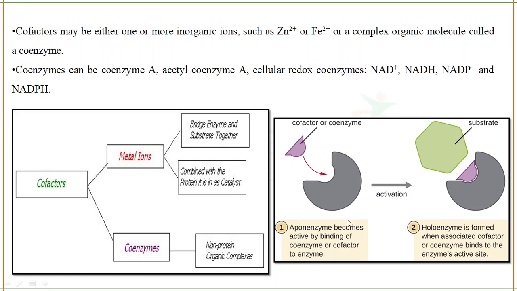So we saw apoenzyme, which means it's an inactive enzyme. We need to activate it. For that we need a cofactor or a coenzyme that will come and bind to the apoenzyme and activate it. When the apoenzyme is activated, it will become a holoenzyme. Holoenzyme is the fully functional enzyme to which the substrate can come and bind, and the reaction happens, right?